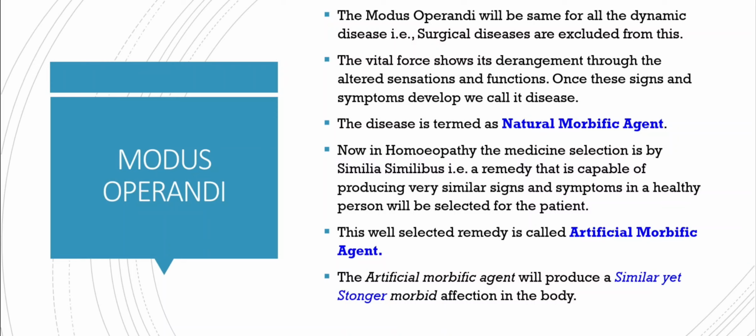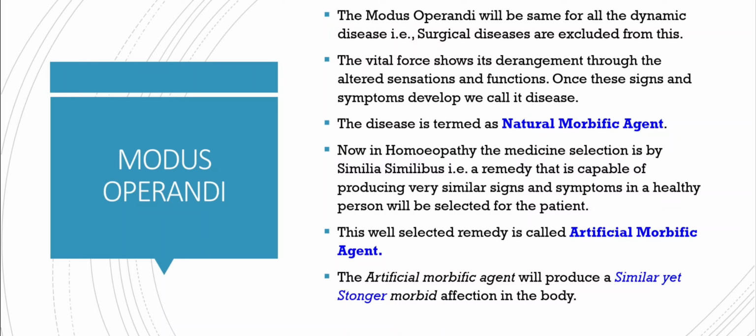So once the signs and symptoms develop, we say the person is diseased. So this disease is termed as natural morphic agent. Now how does homeopathy work? We do drug proving. So when a drug is introduced to a healthy person, it is capable of altering the healthy state of a man and produce signs and symptoms. Now how do we select a remedy? It is through symptom similarity. That is, a medicine which is capable of producing a very similar set of signs and symptoms in a healthy person will be selected. Now this selected remedy is called artificial morphic agent.